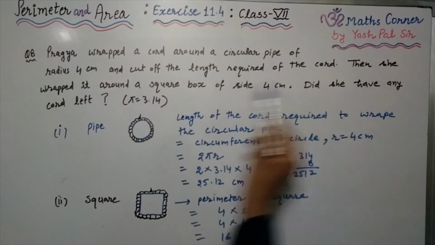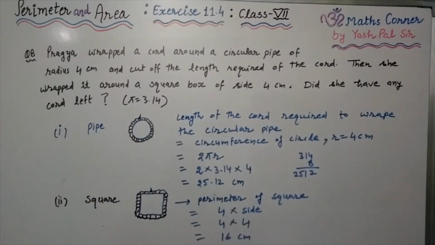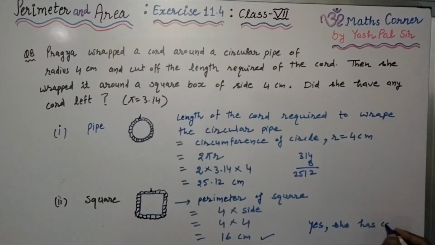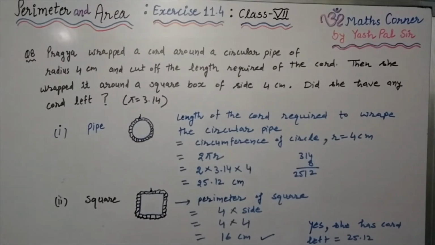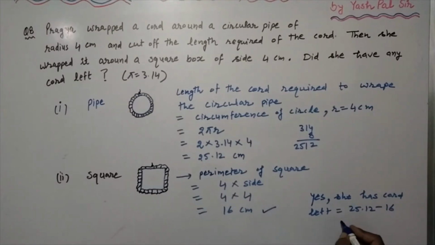Now what is the question? Did she have any cord left? Of course. Earlier the length of the cord was 25.12 centimeter. Now only 16 centimeter is used. So we say yes, she has cord left equal to 25.12 minus 16, and the answer is 9.12 centimeter.